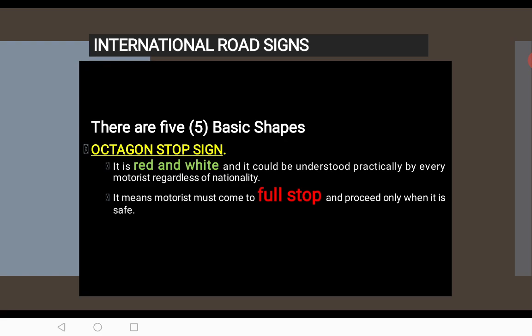Alright, so let's talk again about the international road signs. There are 5 basic shapes. First, we have the octagon stop sign. It is red and white and can be understood practically by every motorist regardless of nationality. It means the motorist must come to a full stop and proceed only when it is safe.